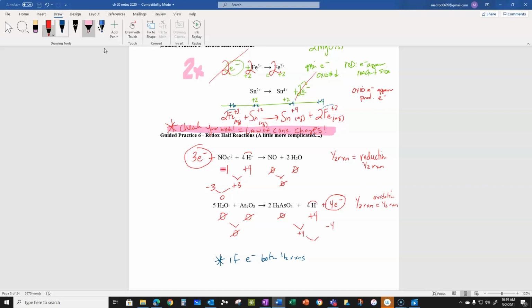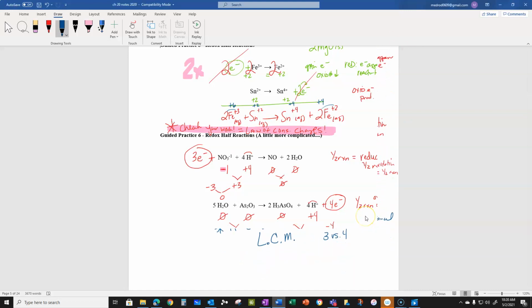So if the electrons in both half reactions do not easily cancel, then what happens is something called, back in the day, the least common multiple. I need to find a common multiple between the two of them so I can cancel it out. So you're thinking like a 3 versus a 4. If I pick 2 for each side, well, then right there I got a 6 and an 8.